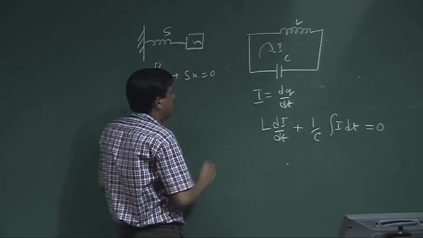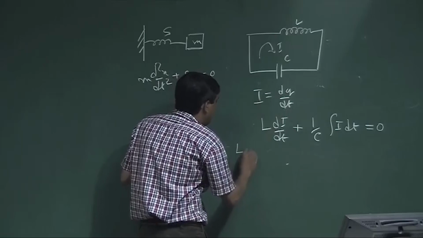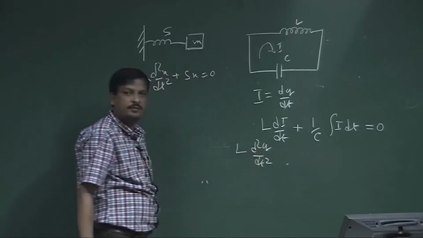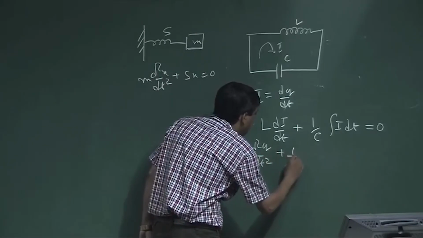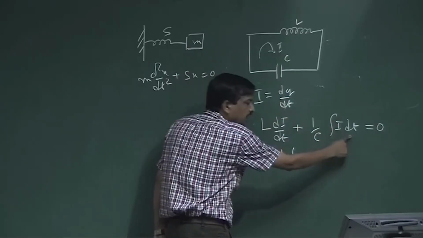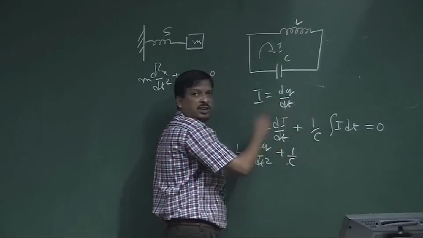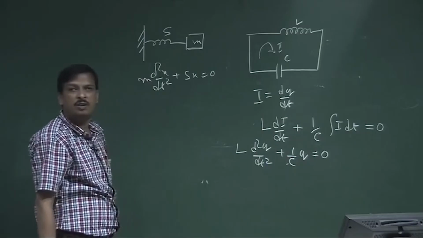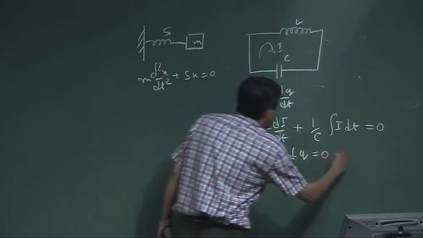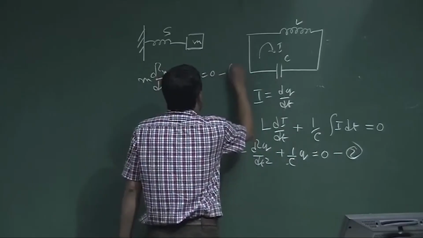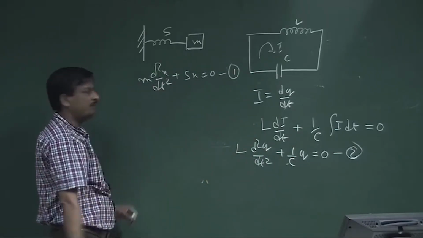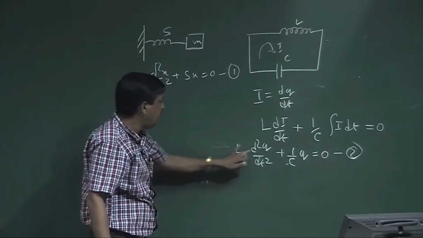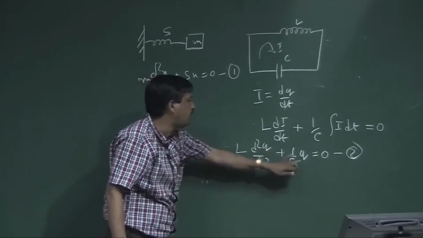Now, you just replace. What is I? I is dq by dt. So it is L d2q by dt square, plus 1 by C integration of dq by dt over dt. Integration and differentiation will cancel, so it is nothing but q, equal to 0. If you see this equation, equation number 2 and equation number 1 are equivalent equations. M d2x by dt square plus Sx is equal to 0. Here, L d2q by dt square plus 1 by C q is equal to 0.